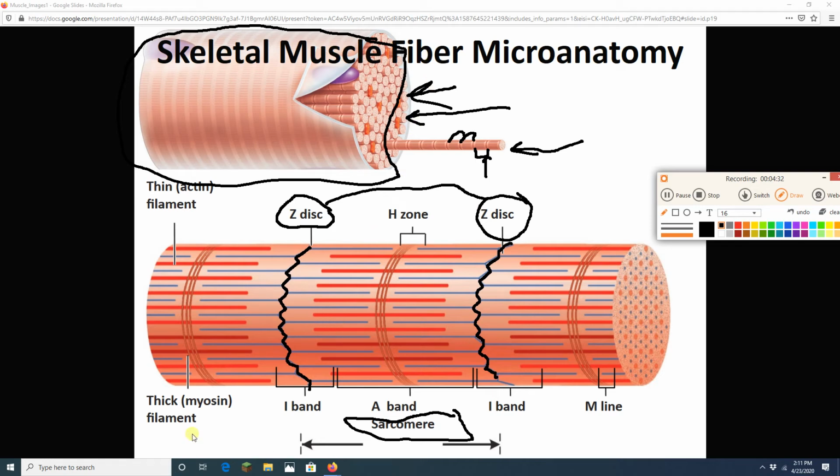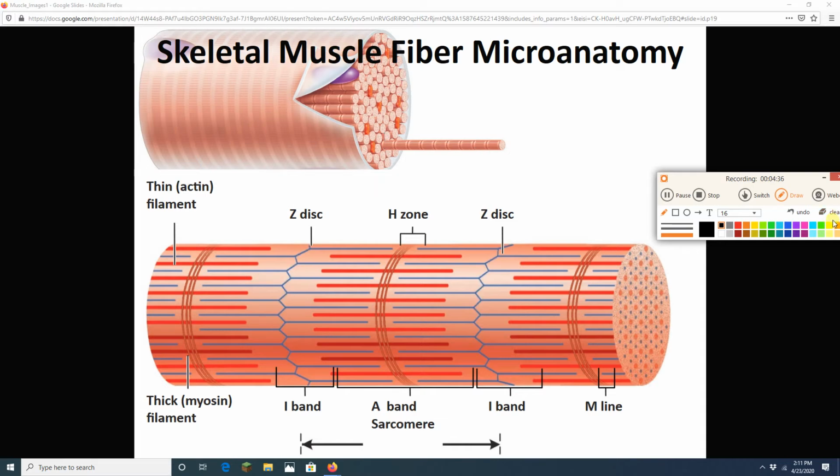One other piece of microanatomy I want to point out. We just did the Z discs a moment ago. There is also a protein that is anchoring the thick myosin filaments. It is this trio right here, that trio of proteins. It's right in the middle of the H zone, and it's known as the M line.